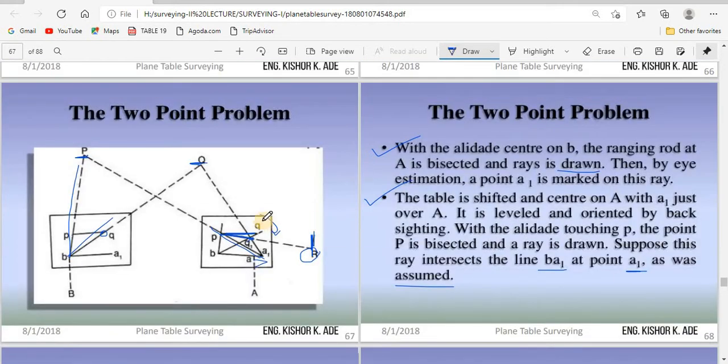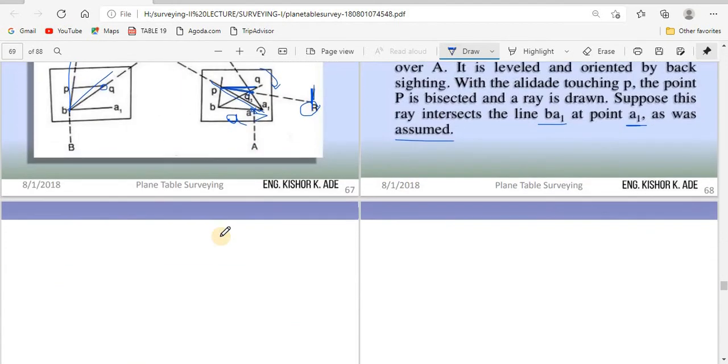So after doing this, you will draw a ray from P towards this line, and also from Q towards this line, and you will get a new point which is nothing but your point A, which is the point which was to be established with reference to your two reference points. In this way your 2-point problem has been performed.